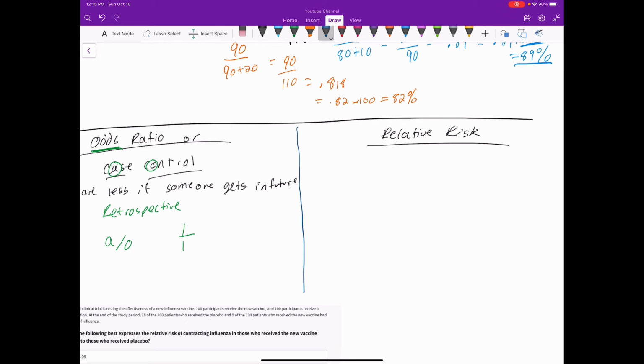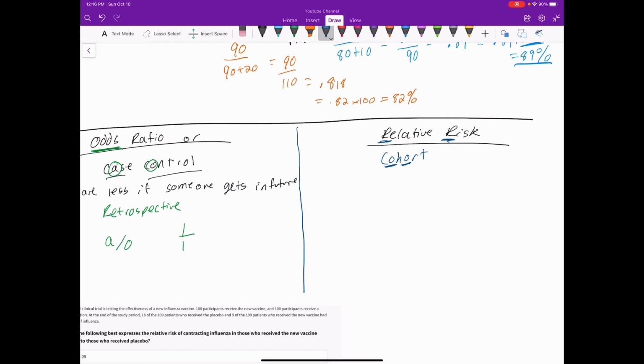Now, relative risk, right? This is going to be a cohort study. How do I remember that relative risk is cohort? Well, O and O are the same as R and R. Relative risk, OO, same thing. I don't know why, but this helps me remember. But let's go on. What type of study is this looking at?